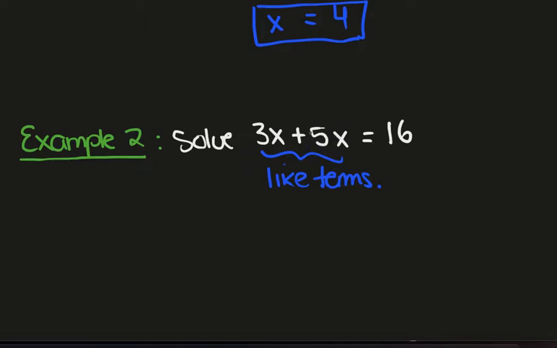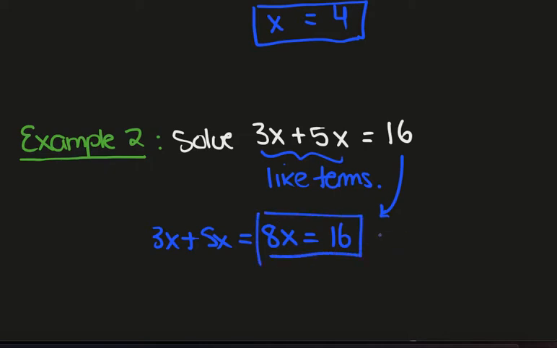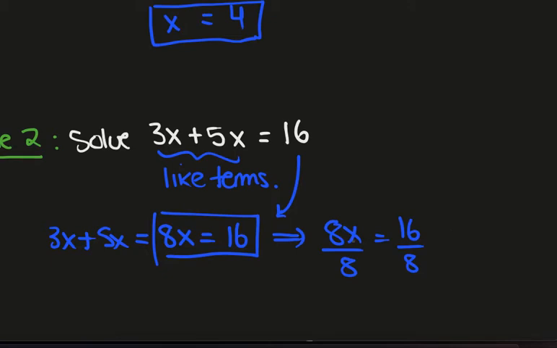So let's add 3x plus 5x, and because they're like terms, we'll get 8x, and then this 16 just comes down. And now we have our usual type of equation, which is 8x equals 16. And so we just do the opposite of multiplication by 8, which is division by 8. So I'll have 8x divided by 8 is 16 over 8. And these 8's cancel, so what I end up with is x equals 2.